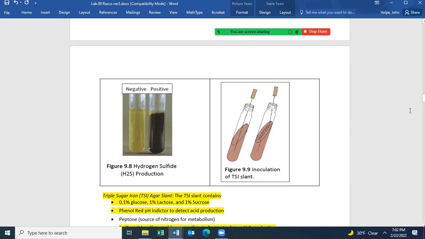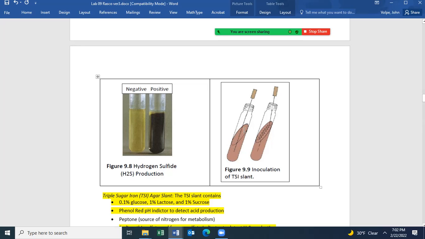What you do to inoculate the TSI tube is you get a needle and you get the bacteria on the tip of your needle, and then you inoculate the bacteria. You should go down a little bit further than this is showing. You should go down about 2/3 of the way from the bottom of the slant to the bottom of the tube. And that looks like it's closer to about halfway. So you should go down about 2/3 of the way.